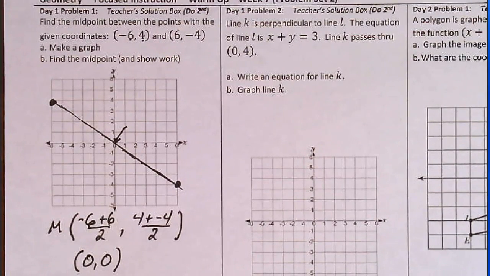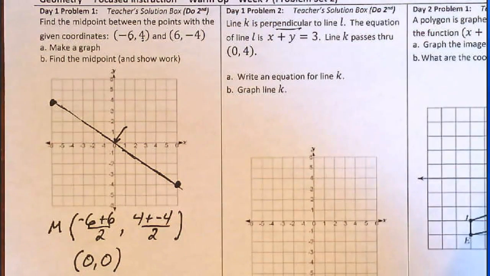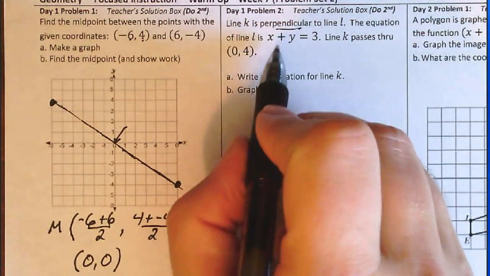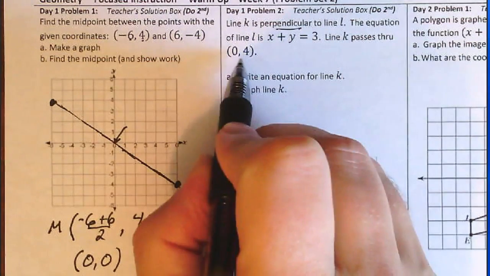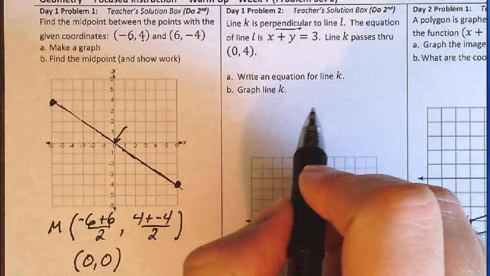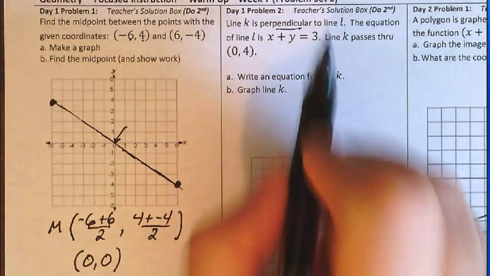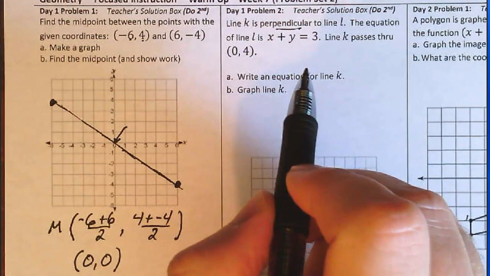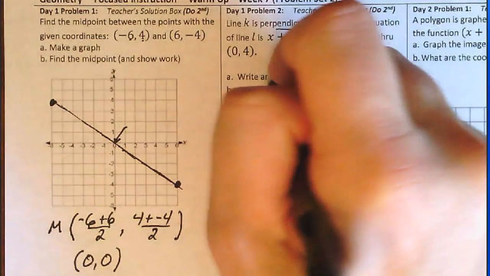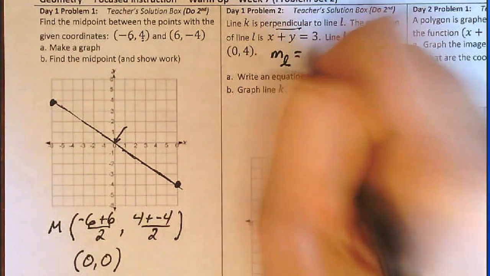Day 1, problem 2. Line K is perpendicular to line L. The equation of line L is x plus y equals 3. Line K passes through the point (0, 4). Write an equation for line K. Because K is perpendicular to L, its slope will be the opposite reciprocal of the slope of line L. So the first thing that we should do is find the slope of line L.